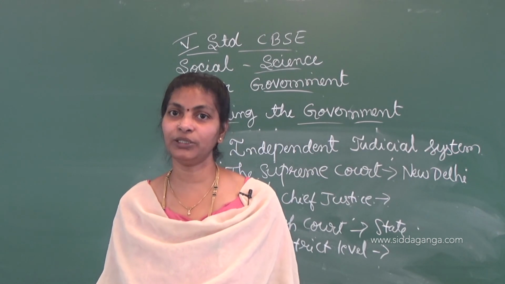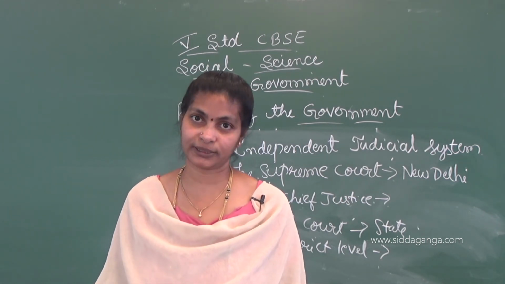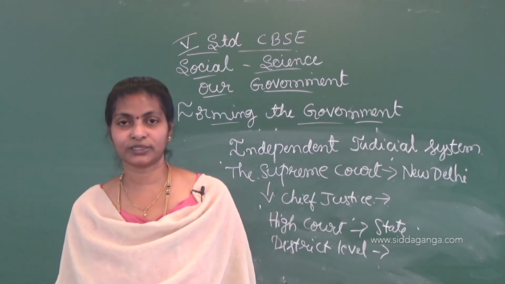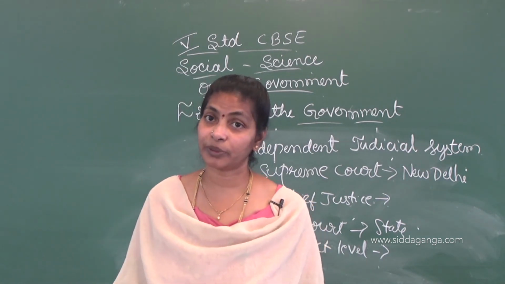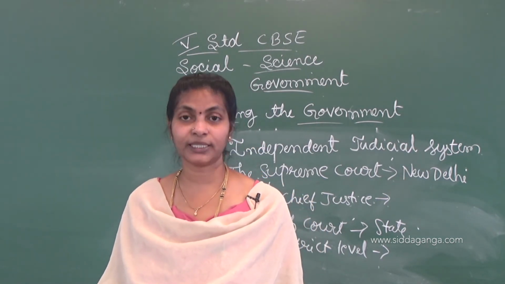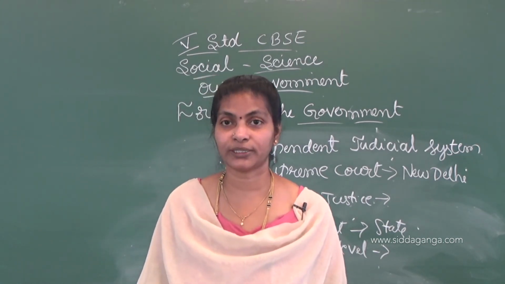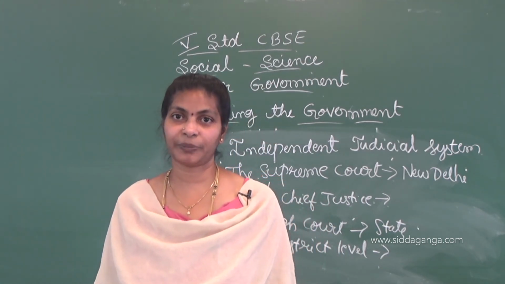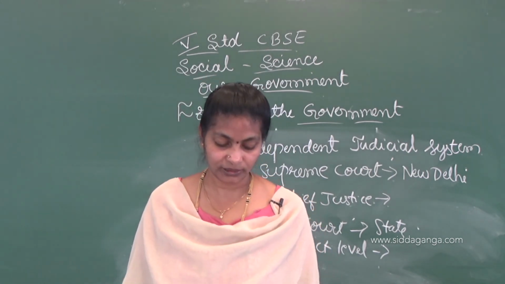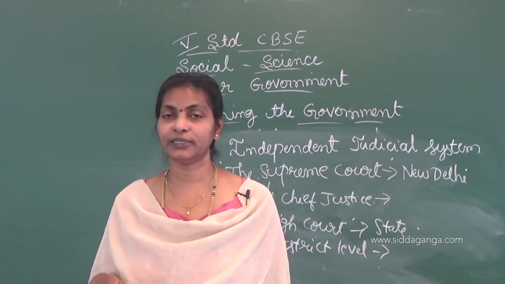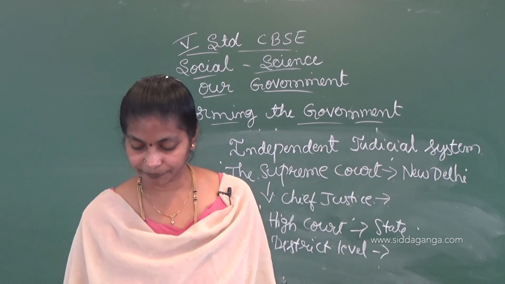The parliament has two houses: one is Lok Sabha and the other is Rajya Sabha. The Lok Sabha is the lower house and also the powerful house. The Rajya Sabha is the permanent house and also the upper house, isn't it? The union executive consists of the president, the prime minister and his council of ministers. The judiciary system, as I already explained, is the Supreme Court. The Supreme Court is the highest court in India, isn't it?